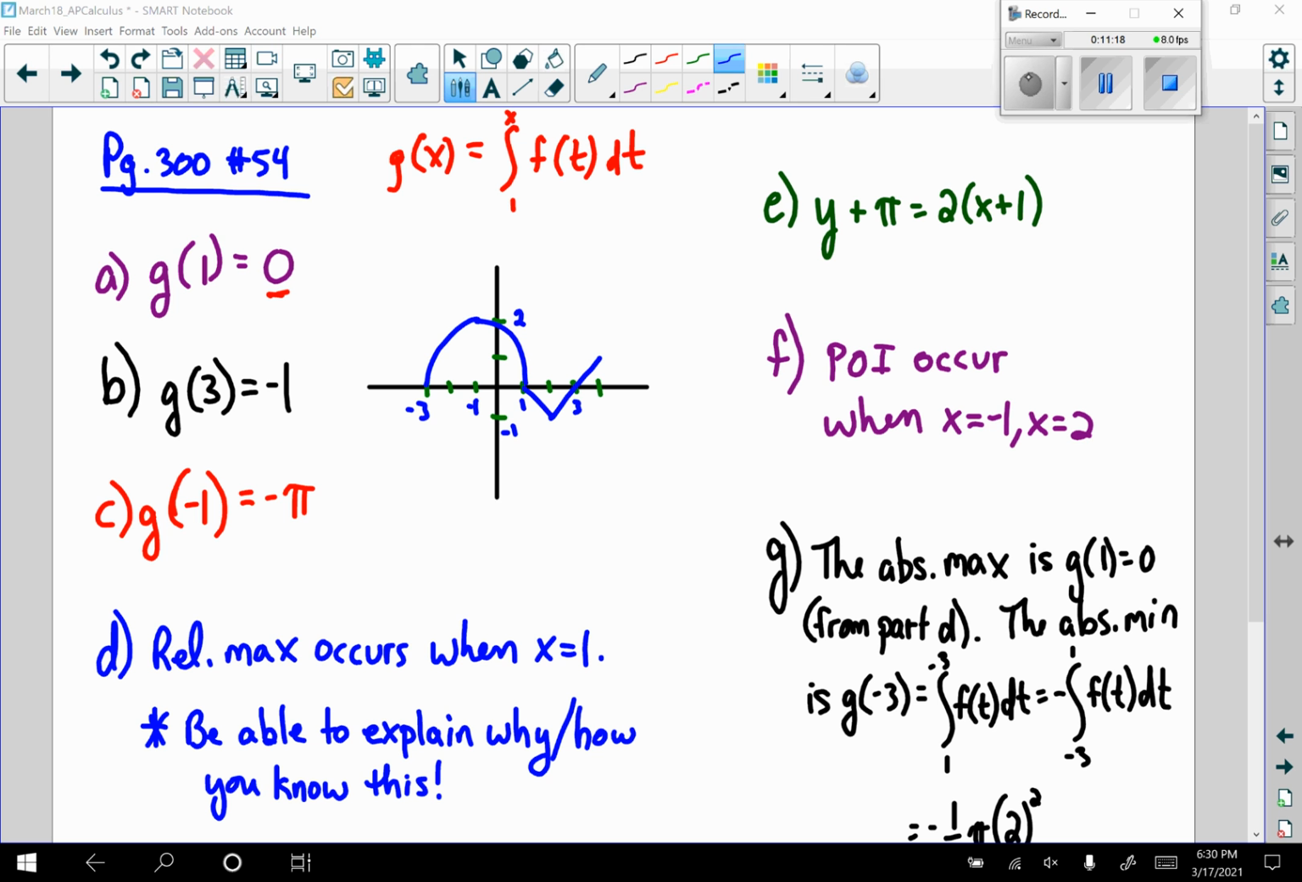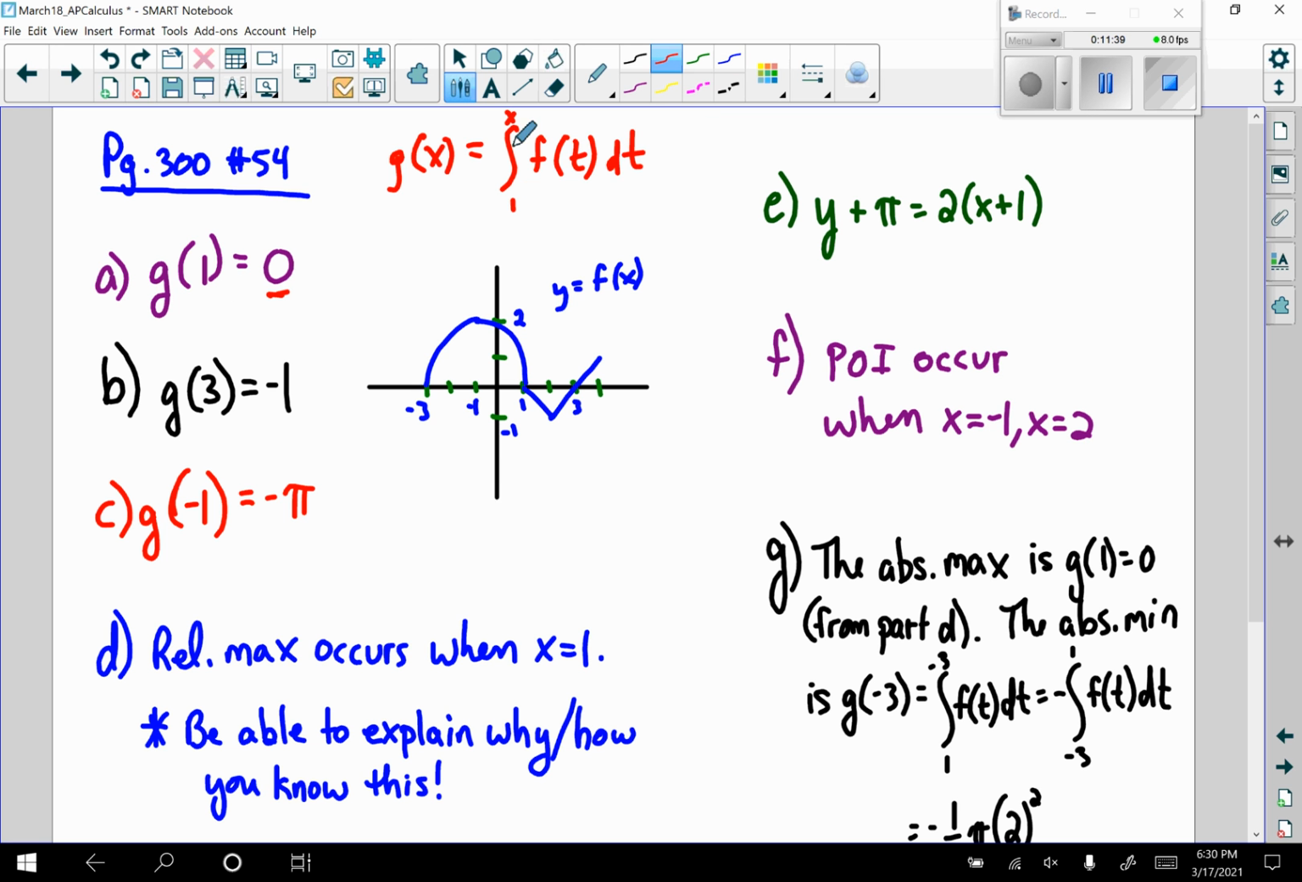All right, so the graph of a function f, so this is y equals f of x, consists of a semicircle and 2 line segments as shown below. Let g of x, what I have up here in red, be equal to the integral from 1 to x of f of t dt. So for part A, we're asked to find g of 1.